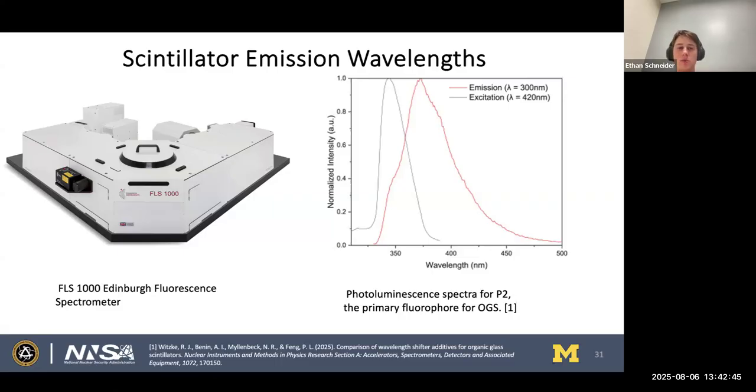This is done with specialized machines such as a fluorescence spectrometer, which will give us a look at what these emission wavelengths look like. The one on the right here is for the primary fluorophore within organic glass detectors, or P2. So we can see that wavelength range will emit in the blue light. With these kinds of machines, we're also able to verify that the wavelength that our scintillators emit in is well tuned for our different detectors, as different light readout systems will favor different wavelengths of light.